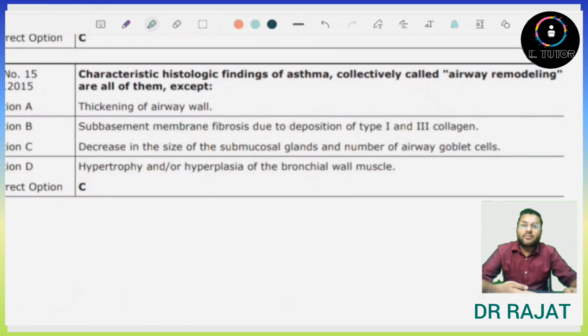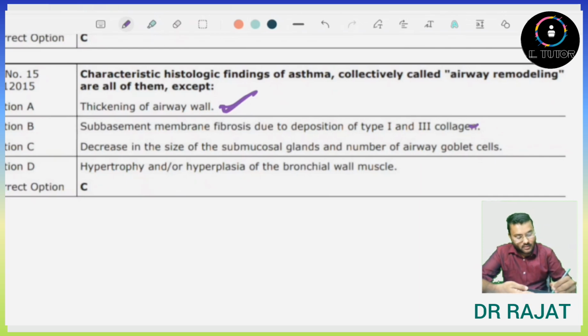Characteristic histological findings of asthma, collectively called airway remodeling, are all of them except. So thickening of airway wall, this is true. It is seen in remodeling. Subbasement membrane fibrosis due to deposition of type 1 and type 3 collagen. This is also true. Decrease in the size of submucosal gland and the number of airway goblet cells. This is false because an increase in submucosal gland is there and goblet cells are also increased. So this is not true.